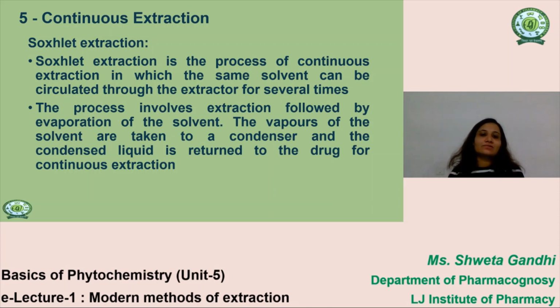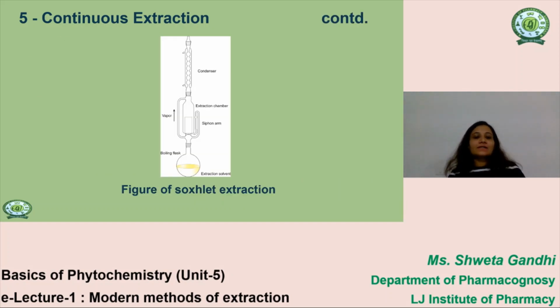What is Soxhlet extraction? It is a process of continuous extraction in which the same solvent can be circulated through the extractor. There is a siphon tube. I will also show you the diagram of the Soxhlet extractor. In the same extractor we get the filtrate with the help of vapors. The process involves extraction followed by evaporation of solvent. Now, this is the diagram of continuous extraction.